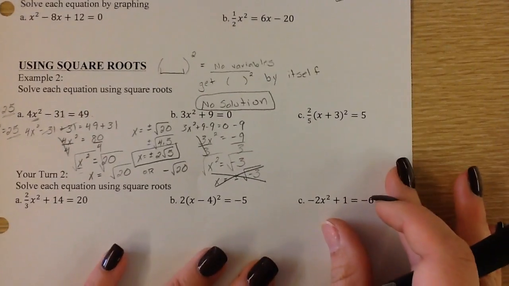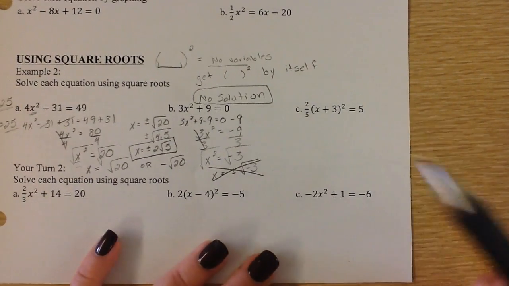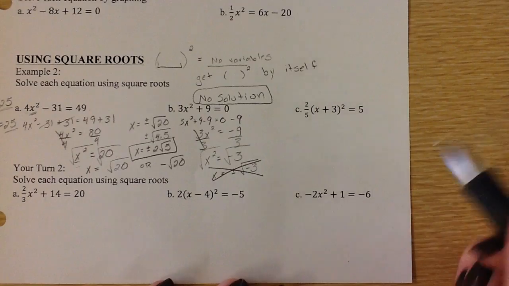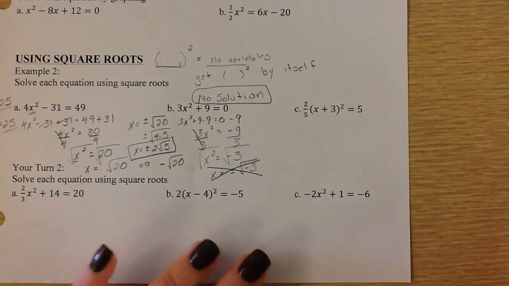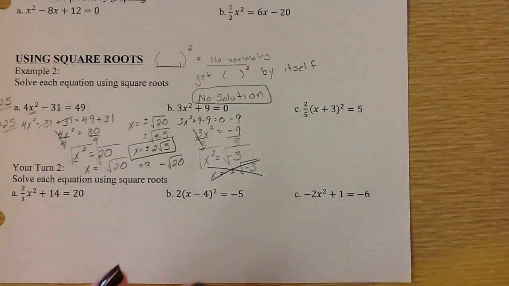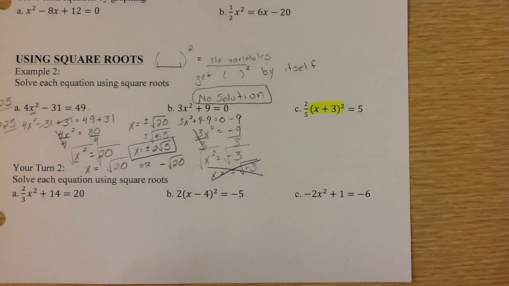All right, now for example 2, part C. So this one looks a little different because I don't just have an x squared, I've got an x plus 3 squared, but really you do it in much the same way. You want to isolate your squared term. So my squared term is this thing right here. It's x plus 3 squared.